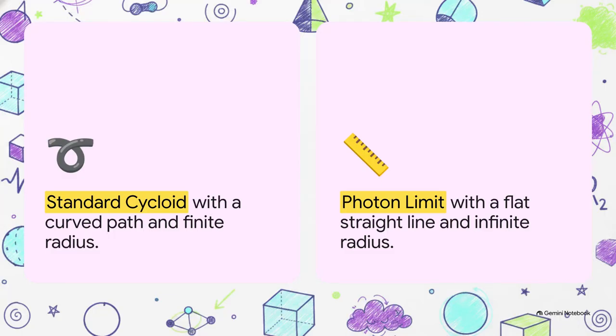Okay, so a cycloid is generated by tracing a point on a rolling circle. A standard one has a curved path driven by a circle with a finite radius. But let's push this to the extreme. Look at what happens in the photon limit. As this decay parameter, which we'll call d, approaches 1, the radius of that rolling circle grows infinitely large. And as it does, it smooths out completely into a flat, straight line. Think about it. A circle with an infinite radius has exactly 0 curvature.